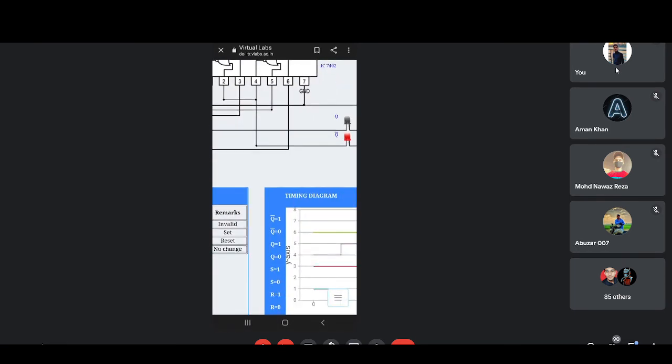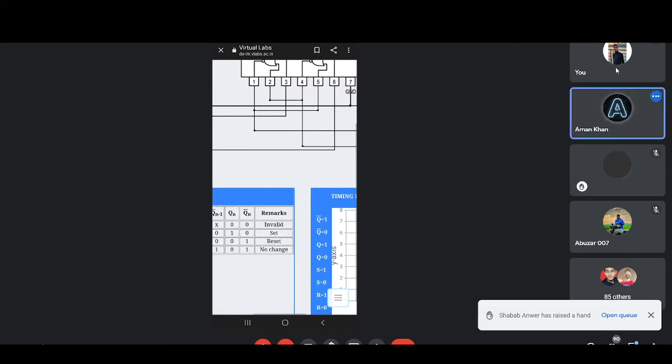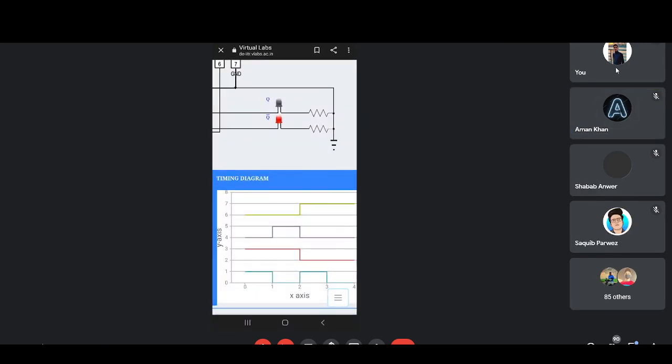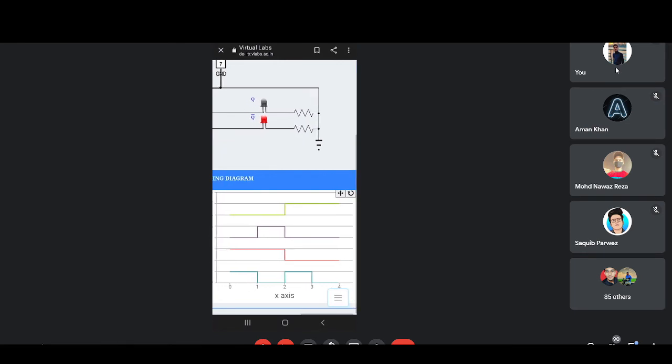Here you can also see that thing in just a minute. Hello, getting my voice? Yes, sir. You can also see that thing in your timing diagram. Is it clear to you? Yes, sir. Just a minute.